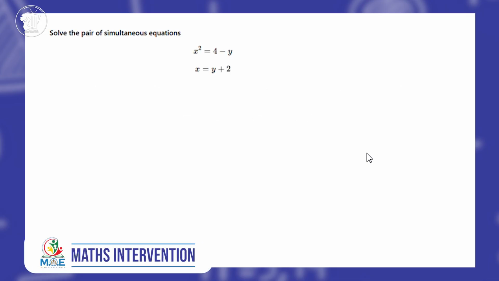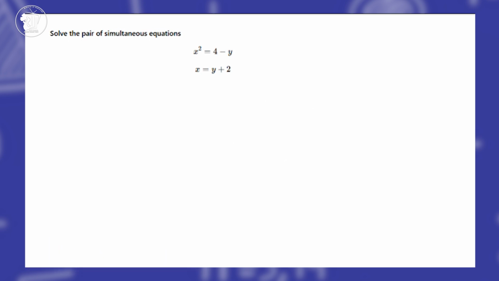In this video I will be tackling a simultaneous equation question. So let's head straight into this question. The question says, solve the pair of simultaneous equations: x squared is equal to 4 minus y, and that is equation 1, and the other equation is x is equal to y plus 2. We can call this equation 1 and we can call this equation 2.